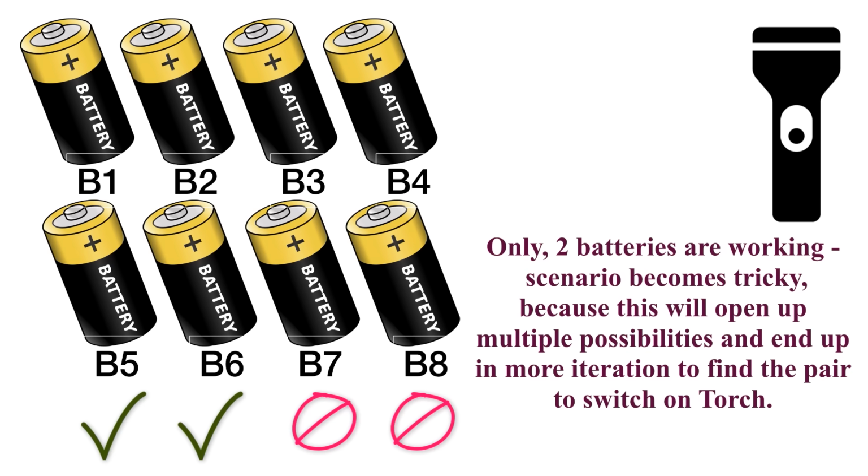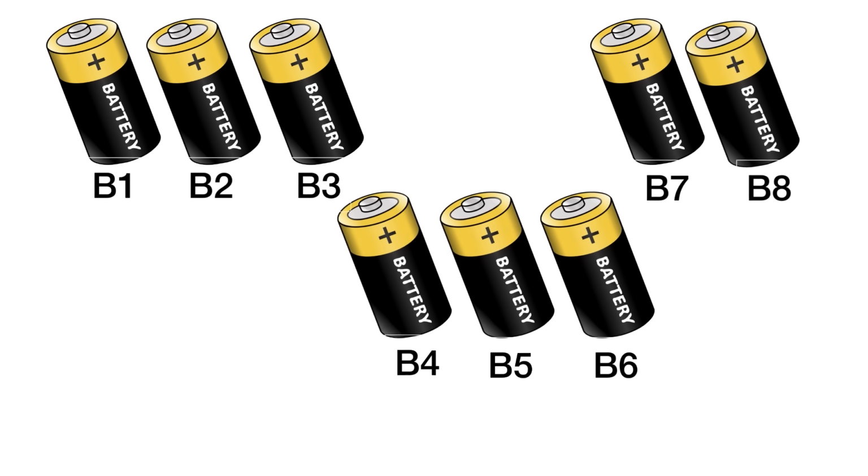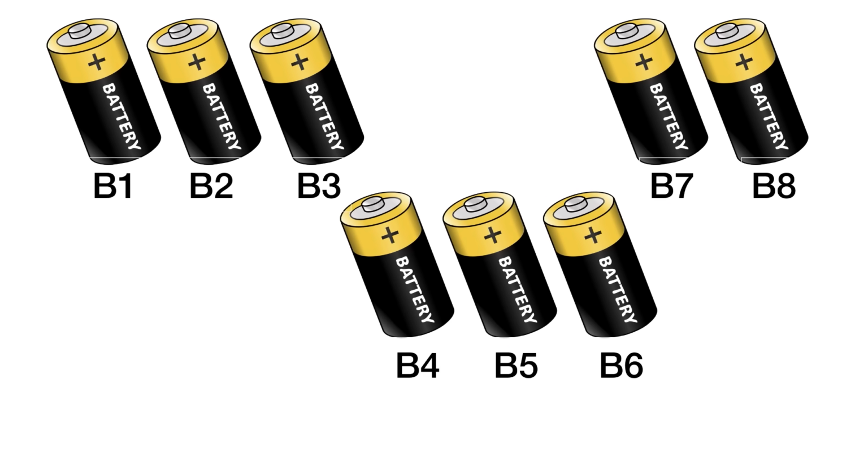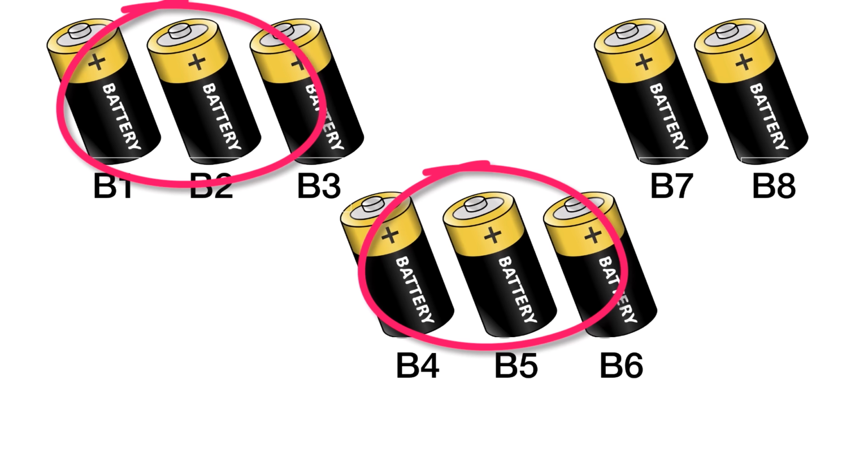Now I will explain the most efficient way of finding the solution for this puzzle. We know that out of the 8 batteries, only 4 are in working condition. We need 2 good batteries to run. Let's try to divide the 8 batteries into groups, where group 1 and group 2 contain 3 batteries and group 3 contains 2 batteries.